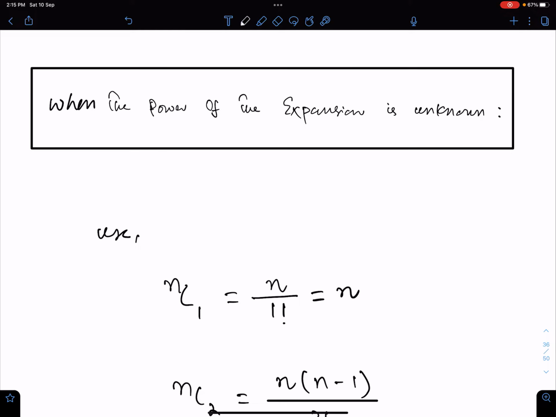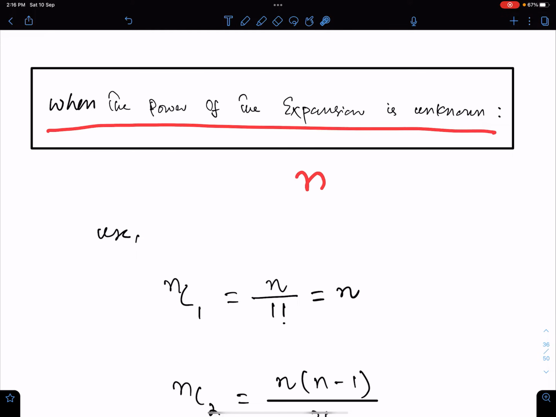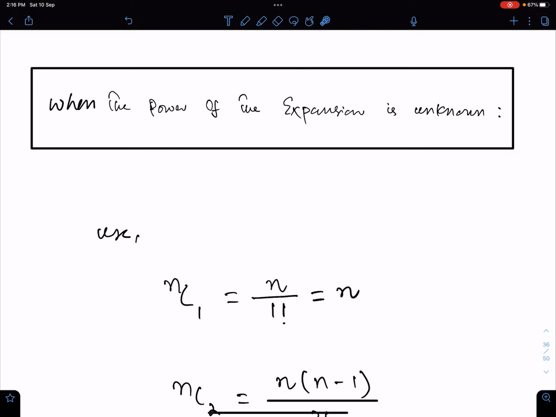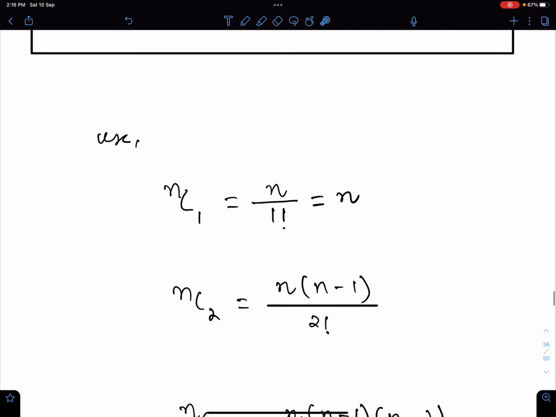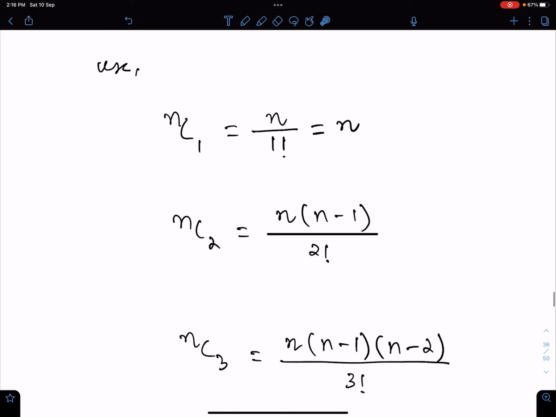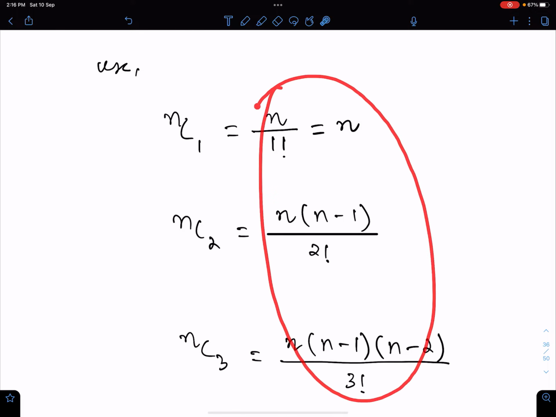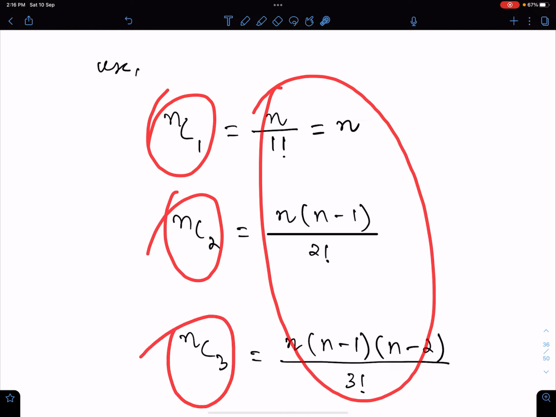Alhamdulillahi rabbil alameen. This is an important lecture of binomial expansion. The topic of this lecture is when the power of the expansion is unknown, when n is unknown. Well, when the power of the expansion is unknown, then we need to simplify combinations. And these are the rules to simplify these types of combinations.